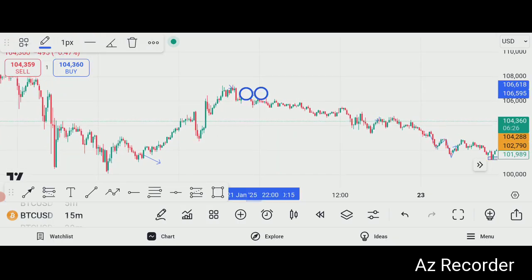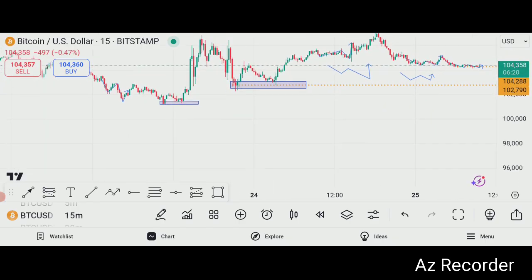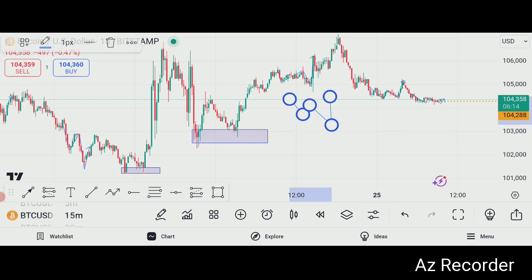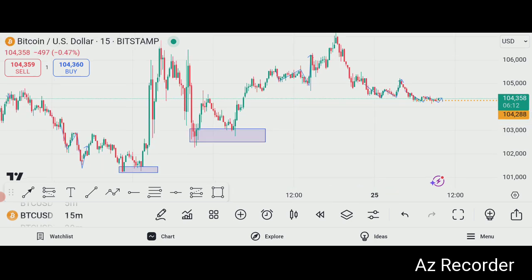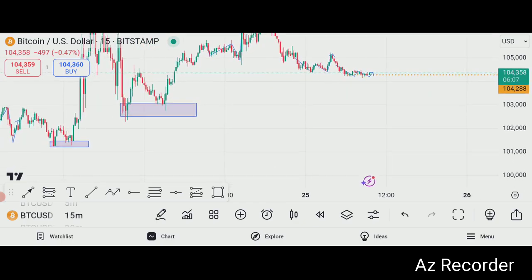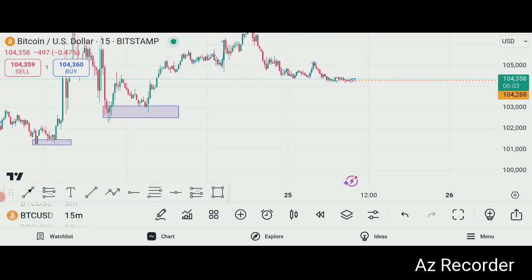So that is it. That is how to identify a double bottom. Now let me show you guys how to identify a double top. Let me wipe this off first. A double top comes in three ways. Let me show you how to identify them if you see them.